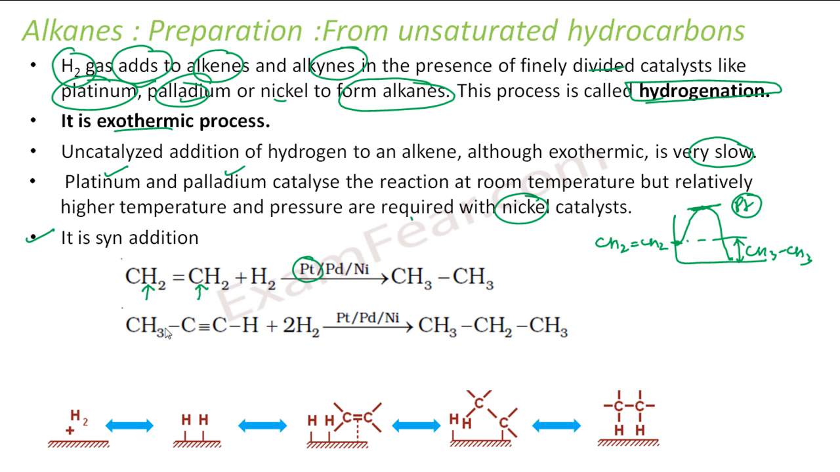Another example is propyne here. In propyne, you are adding hydrogen and you are getting this product. Here you are adding two hydrogen molecules, because the triple bond gets broken.